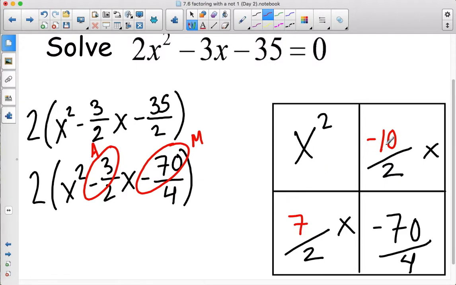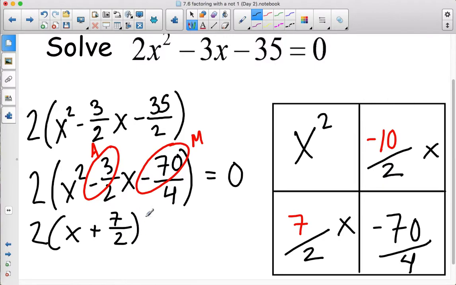That'll do the job. If I look, negative 10 times 7 makes negative 70. Halves times halves makes fourths. And if I add them together, it makes negative 3 halves. So my factors, and this side was always equal to 0 on the right, would have been 2x plus 7 halves. The order of these, I guess it doesn't matter.